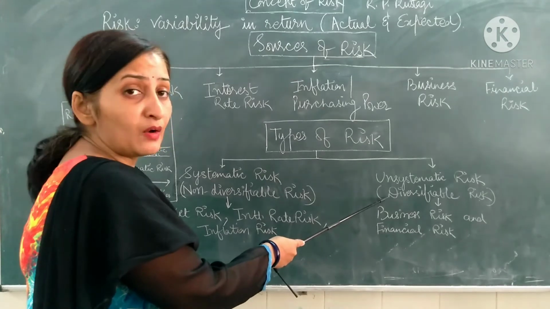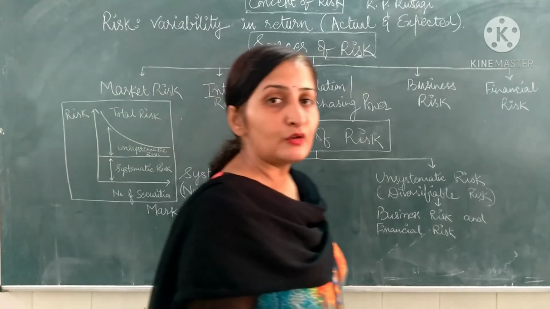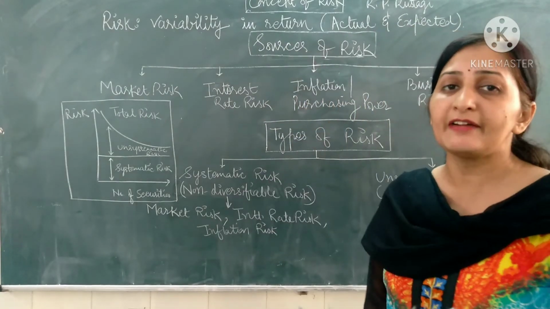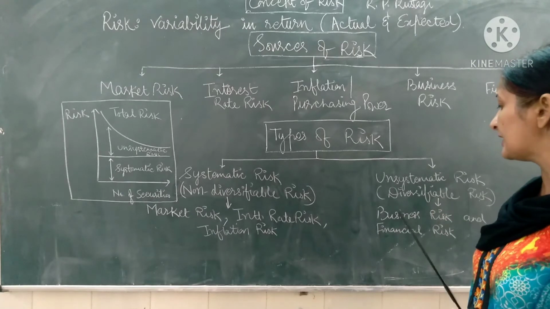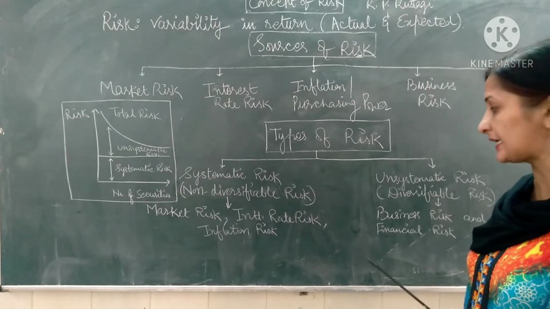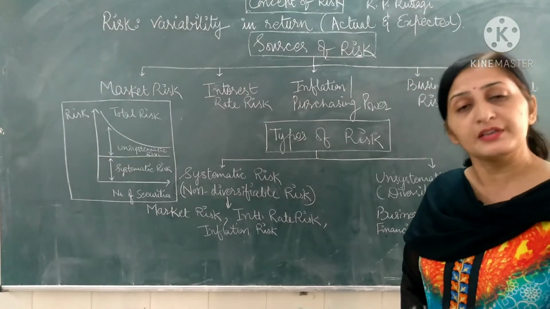Whereas the unsystematic risk is the risk which is particular to a firm and can be controlled. That's why this is also known as diversifiable risk because this can be reduced with the help of diversification. And the last two elements of sources of risk fall under this category, that is business risk and financial risk, as these are firm specific risks.